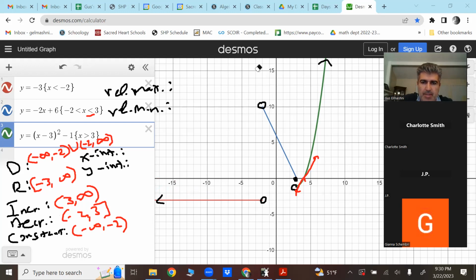X-intercepts are where it crosses the x-axis. Looks like it crosses it actually twice. Looks like it happens at 4 and at 3. And I'll also give it as coordinates. So (3, 0) and (4, 0). Y-intercept is pretty obvious at 6. So (0, 6).